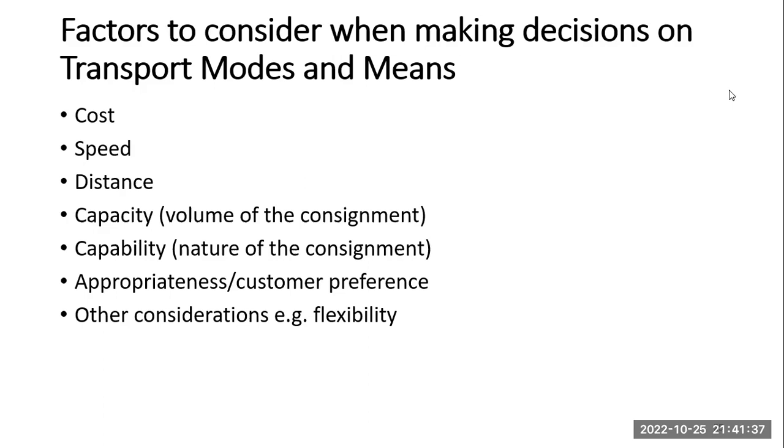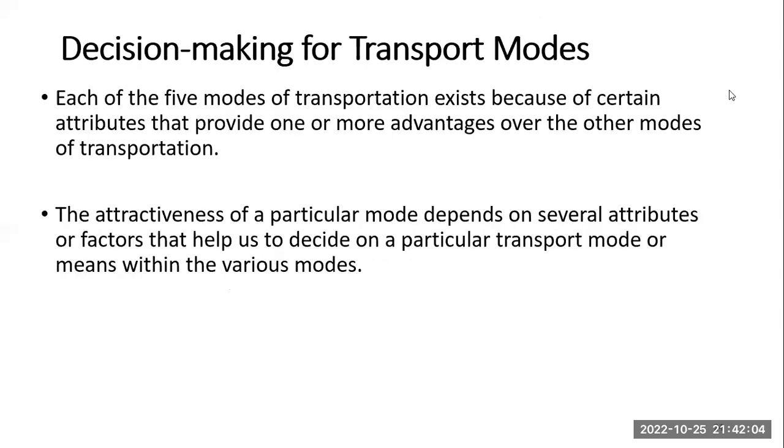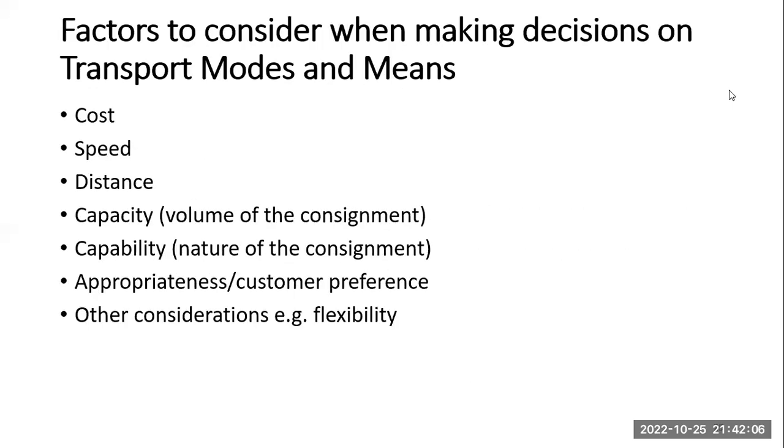Capacity is whether the mode you are selecting can carry the volume of the consignment. Then capability: we are looking at the nature of the consignment. For example, if you want to carry vehicles, will air freight be able to carry cars? Normally, no. You have to move those by sea mainly, or by trucks.